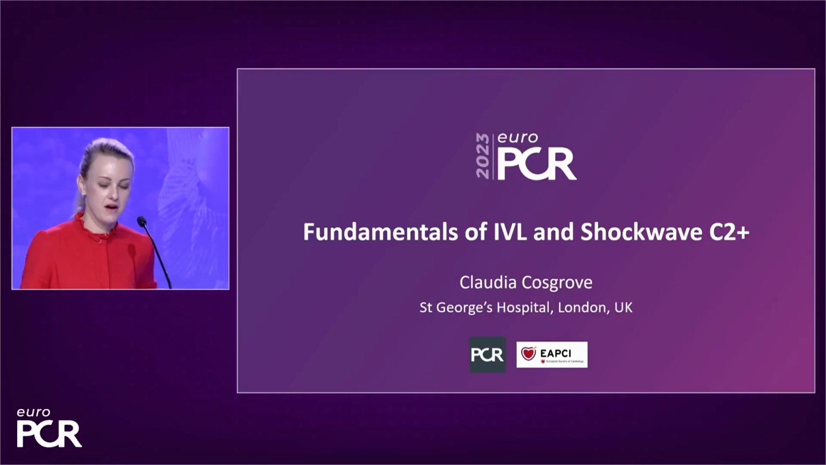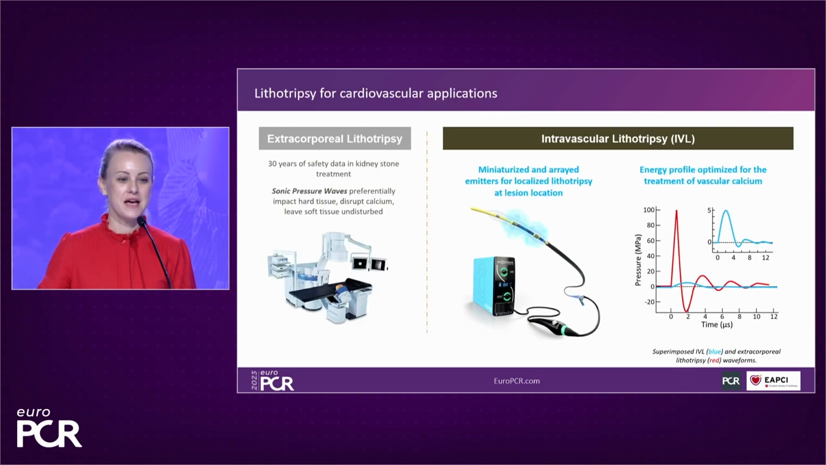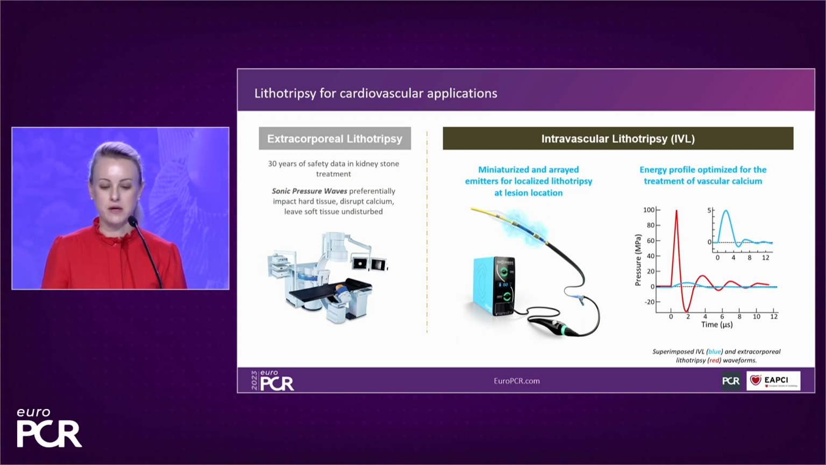Okay, so this was to be a comprehensive overview of lithotripsy in 5 minutes, so let's see how we go. Extracorporeal lithotripsy has been around for 30 years, initially in the treatment of renal stones, where it was found to disrupt calcific renal stones but leave soft tissue unharmed. It has been miniaturized and loaded into a balloon for use in the intravascular space, and the energy profile has also been appropriately modified for use in this space.